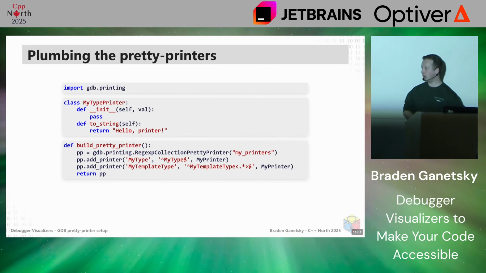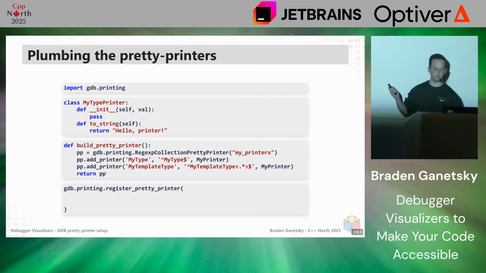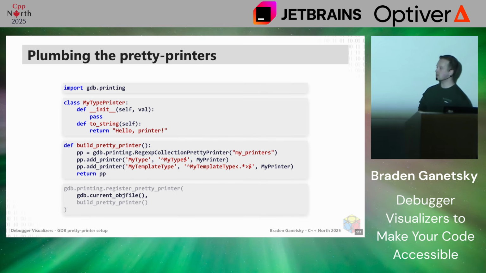And then finally, at the bottom of the file, note this is all just one file. I have the breaks in here so I can gradually reveal. You register the pretty printer. Two arguments. First one's the current object file, and then the second one is build pretty printer, that function you just wrote. And with that, we have plumbed our entire pretty printer.